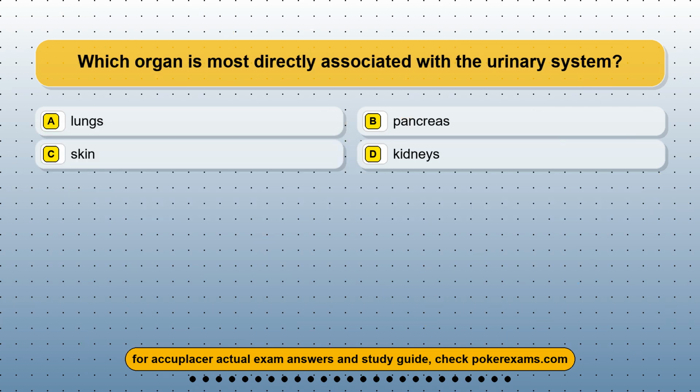Question 12. Which organ is most directly associated with the urinary system? Option A, lungs. Option B, pancreas. Option C, skin. Option D, kidneys.